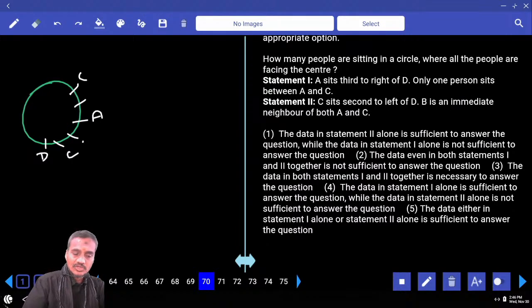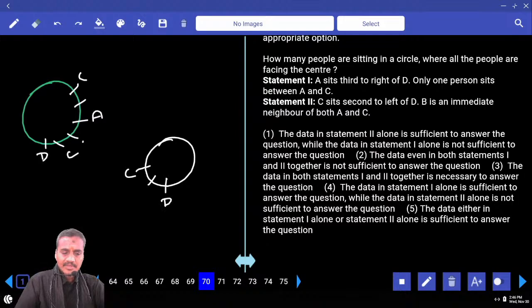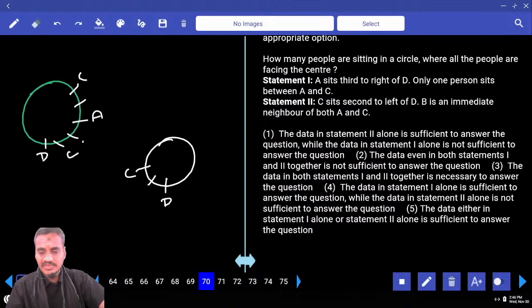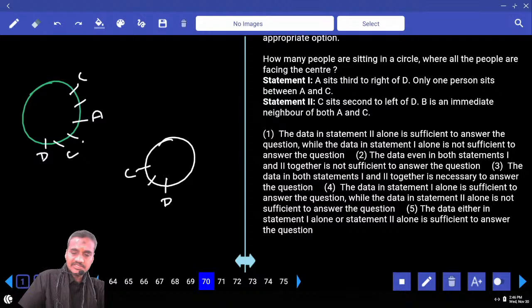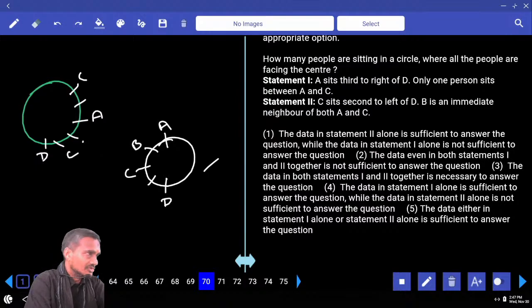Then coming to 2 alone. Now in this 2 alone, C sits second to the left of D, and B is an immediate neighbor of both A and C. Then how many persons are in between A and D? Any information regarding this? No. And 2 alone is not sufficient because the number of persons in between A and D is not known.